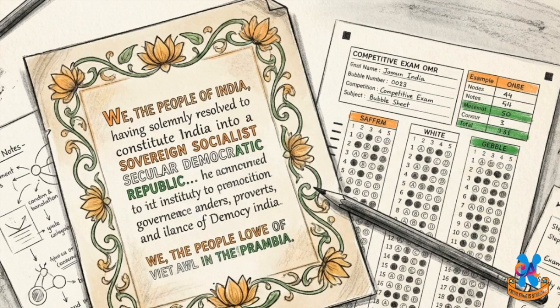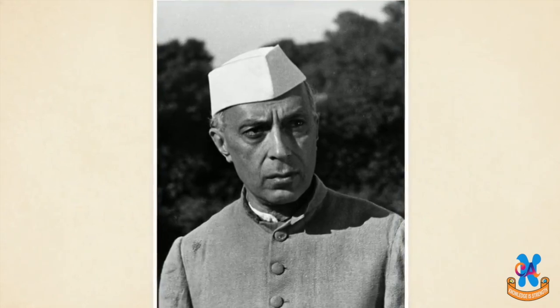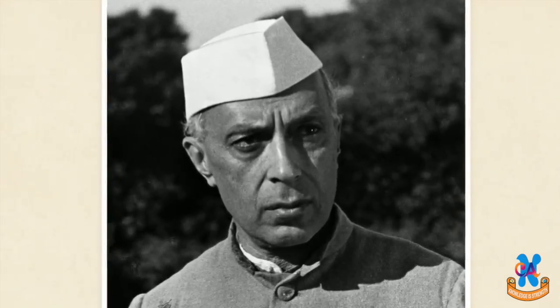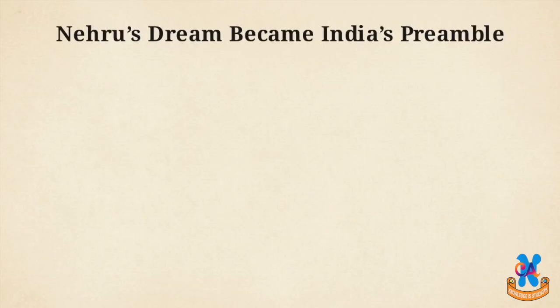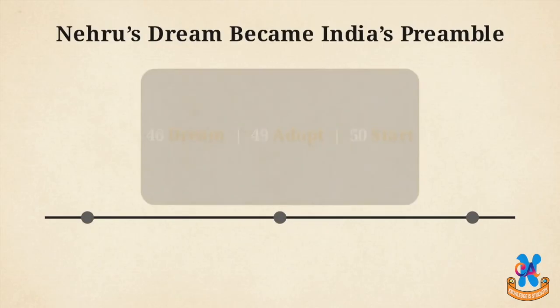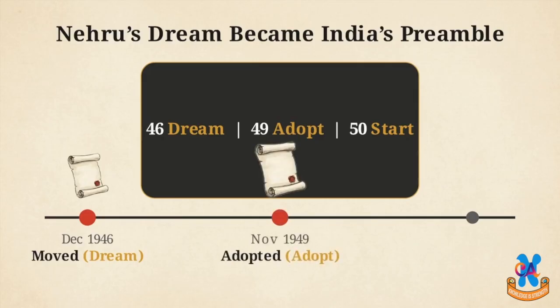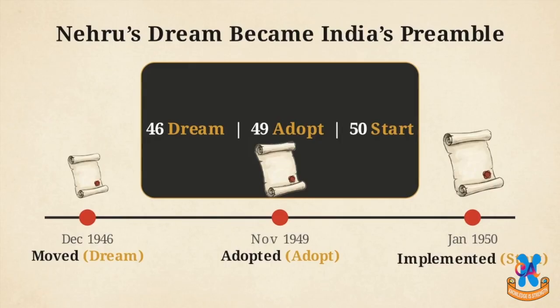This portrait shows Jawaharlal Nehru. In December 1946, he presented the Objective Resolution to the Constituent Assembly, defining the new nation's goals. Track the preamble's origin with the mnemonic, Nehru's dream became India's preamble. Lock in the chronology. 46 dream, 49 adopt, 50 start. The resolution moved in December 1946, was adopted in November 1949, and implemented in January 1950.